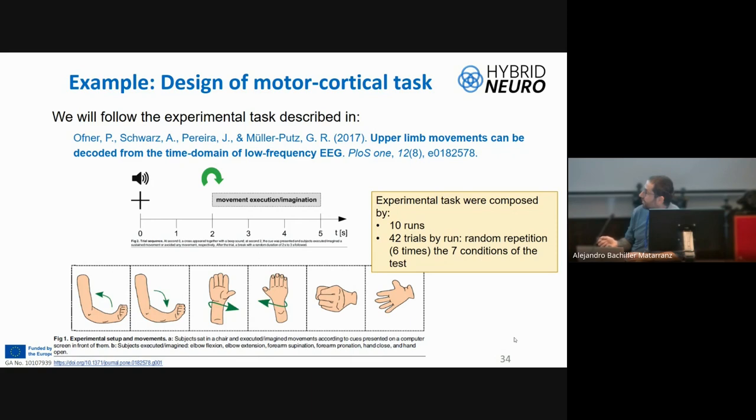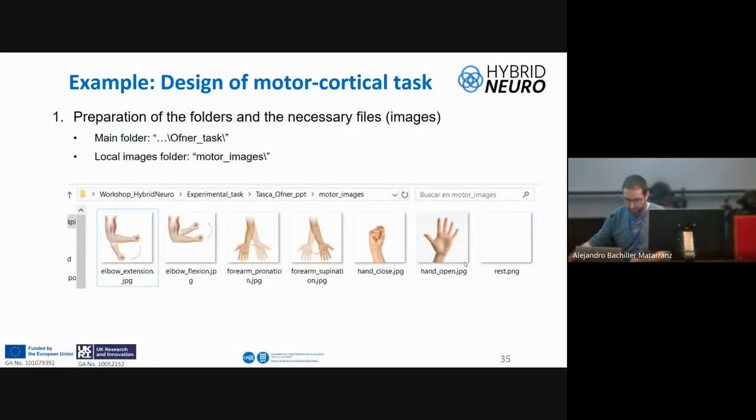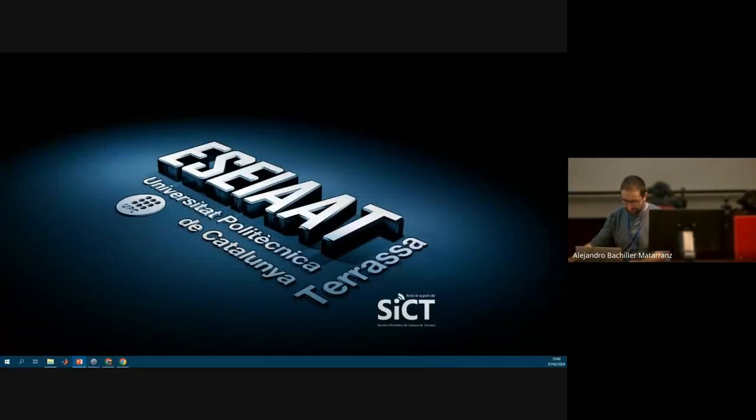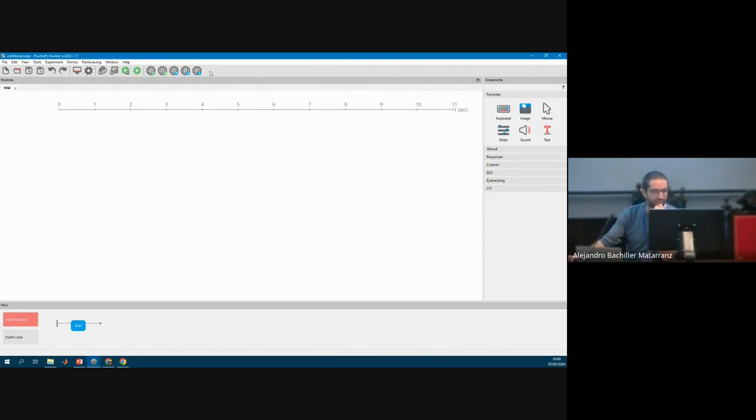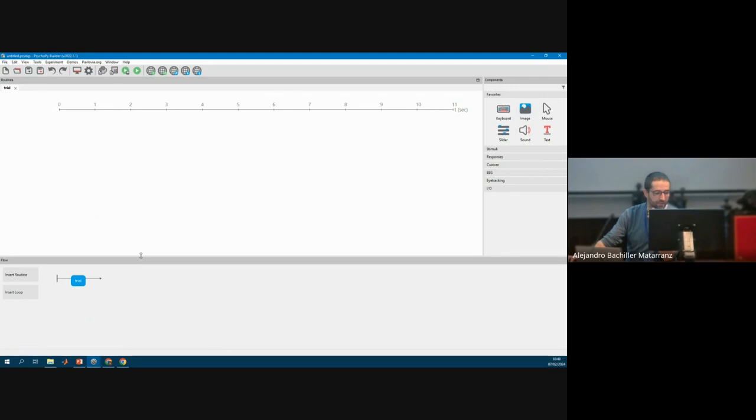So I propose to quickly replicate this task. Here we have the PsychoPy program. This is the module interface, because you can use PsychoPy all by code, but this is the easier way to enter PsychoPy.